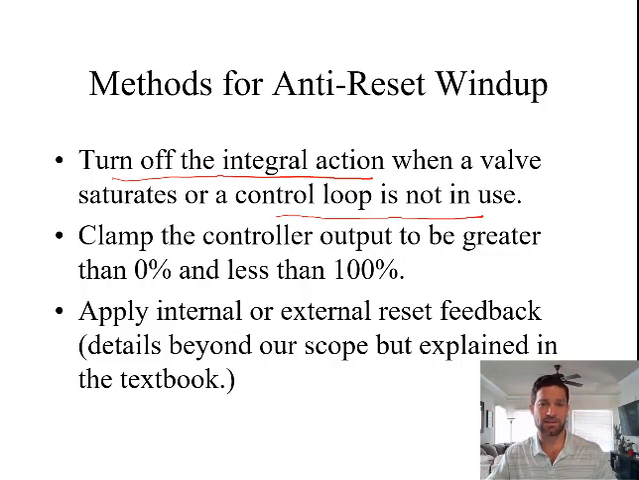Again, in addition to knowing the actual change in controller output, you need to keep a record or a measurement of the actual controller output and use that as a way to prevent the integral term from accumulating when you're outside of those ranges. Or you can apply internal or external reset feedback, and that's beyond the scope of this textbook or this topic.